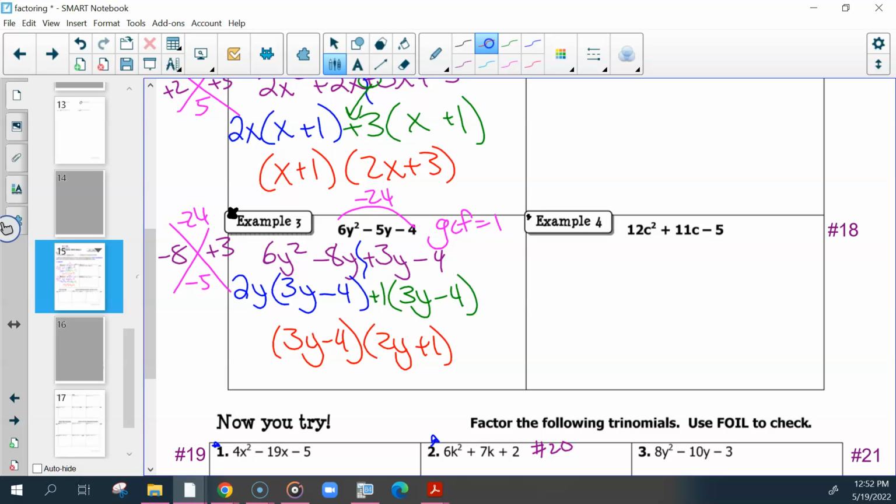Caleb, did you have a question? Yeah, I have a question. I'm just confused about the last step. This one? So this inside, we don't write twice. Think about this as it's part of two separate things, but we're combining it into one. So this becomes one of our factors, and then everything on the outside, the 2y and the plus 1, we put those together and make a factor.